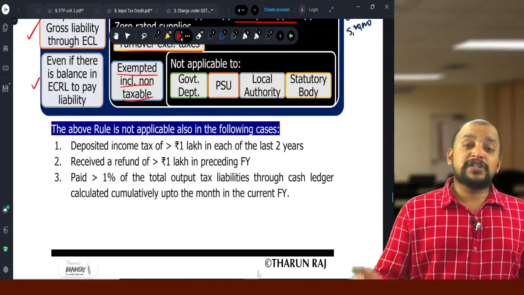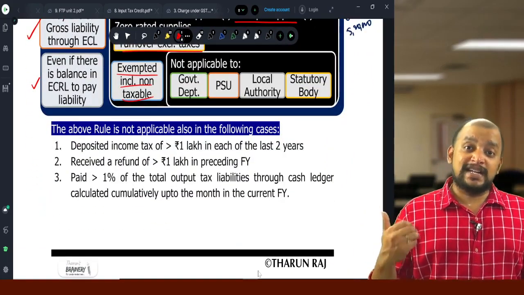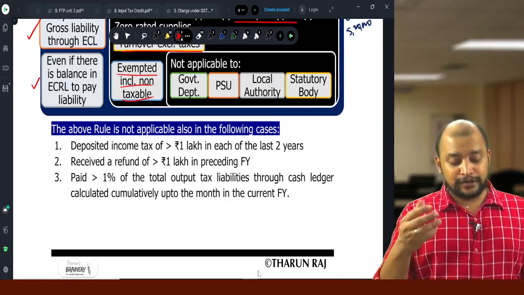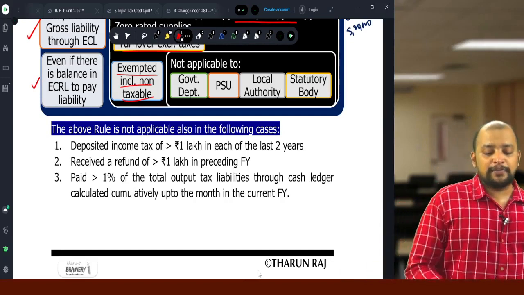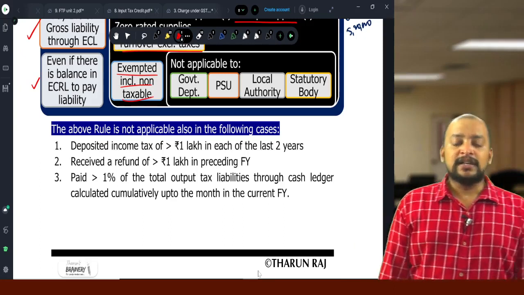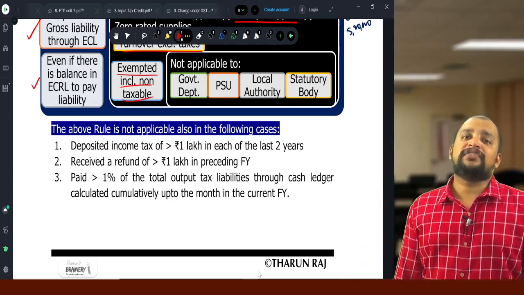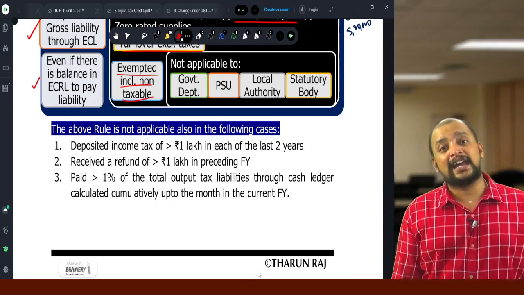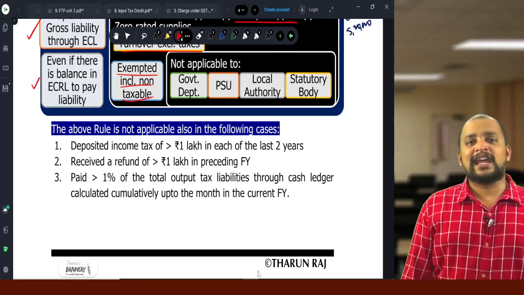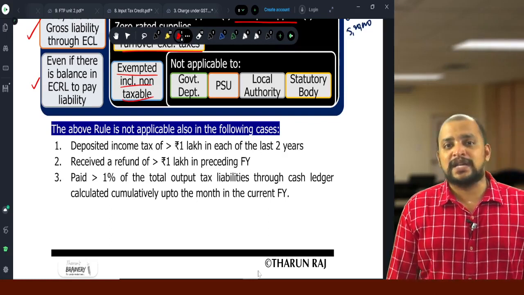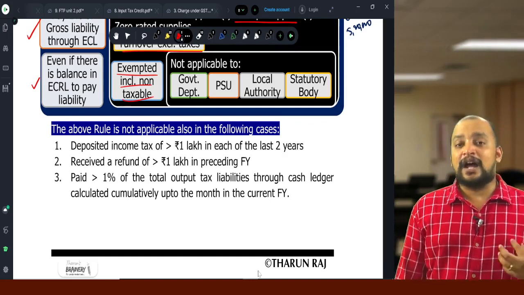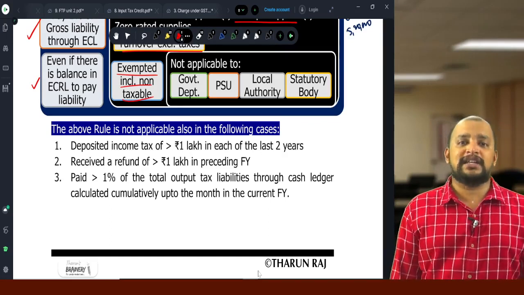Then exemptions from 86B, cases where it is not applicable. Already 4 points, now 3 more points. Suppose they have deposited income tax of more than 1 lakh in the last 2 years. Deposited more than 1 lakh of income tax in the last 2 years means they are already paying some cash. Then they don't have to comply with this 86B to make payment through cash ledger, because they are already paying income tax. Government wanted cash inflow, somehow they got the money, that's why.